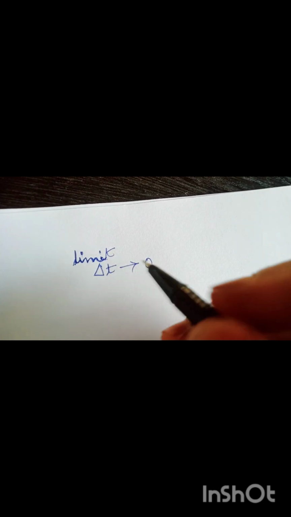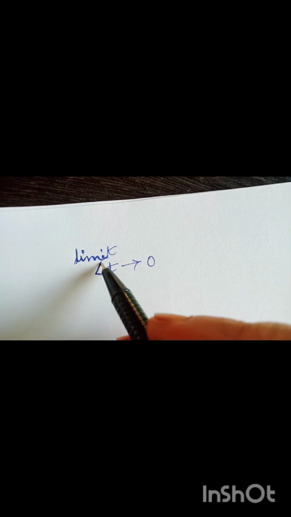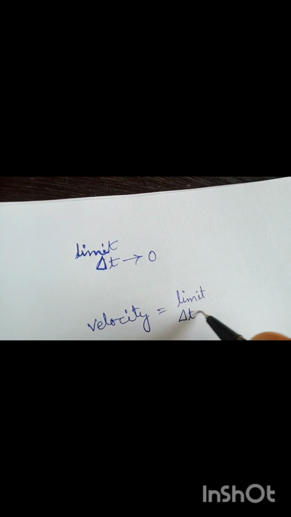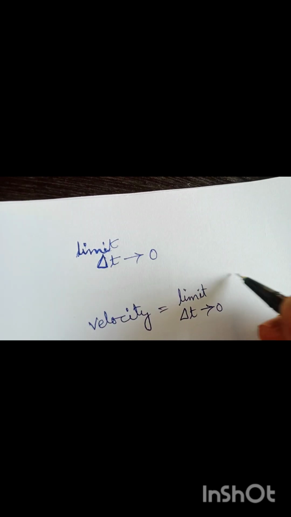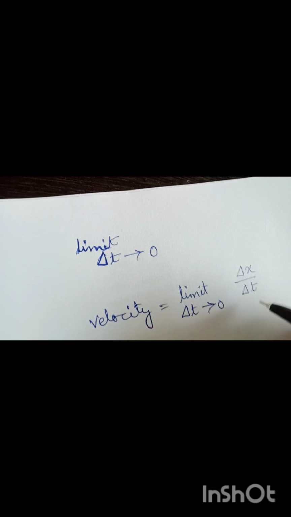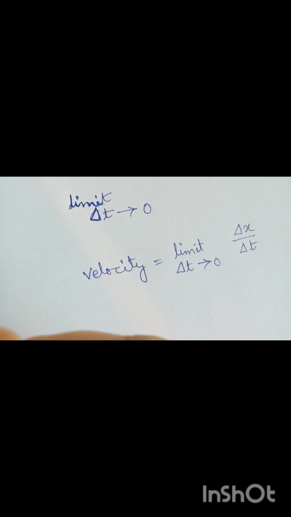When we apply this condition to the expression of velocity, it is limit delta t tends to 0 of delta x over delta t, the change in displacement by time interval. This velocity is called instantaneous velocity.